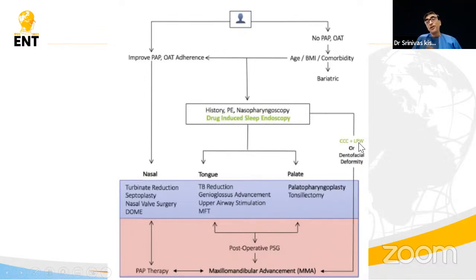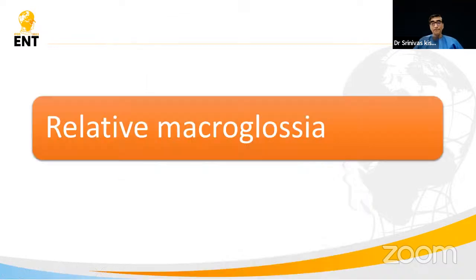Remember, I spoke to you about a type of obstruction called complete circumferential collapse, CCC, at the level of the velum. If there is that kind of obstruction, you can either do a dental procedure or go directly for a mandibular advancement or an MMA.